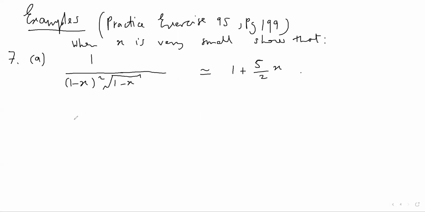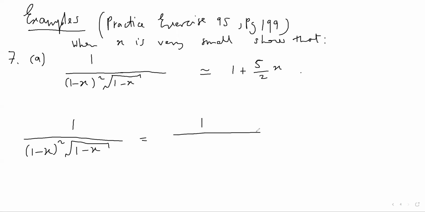So let's start. We've got 1 over (1 minus x) to the power 2, and we multiply this by the square root of 1 minus x. That's what we have. So this is the same as the following: first we've got (1 minus x) to the power 2 multiplied by (1 minus x) to the power 1 over 2. So we can write the square root as the power 1 over 2. Square root of 1 minus x is the same as (1 minus x) to the power 1 over 2.